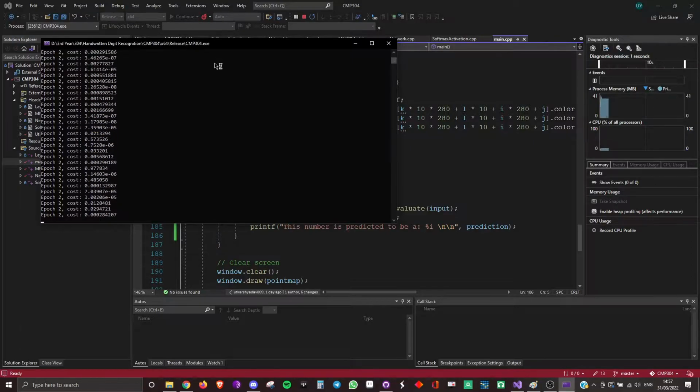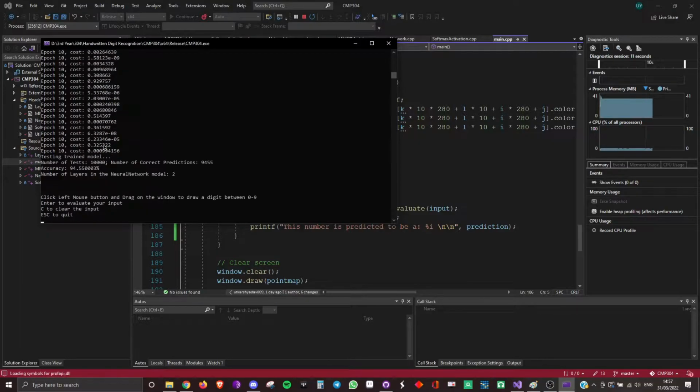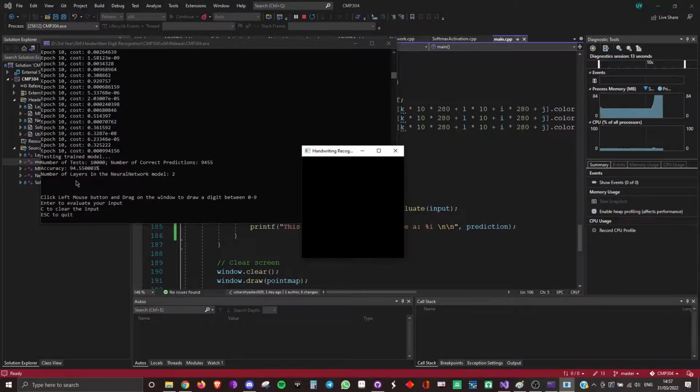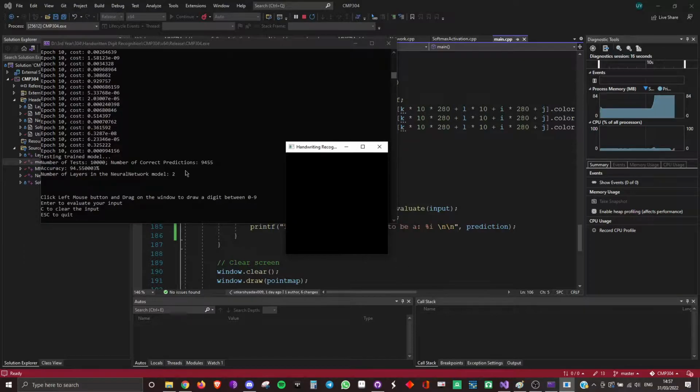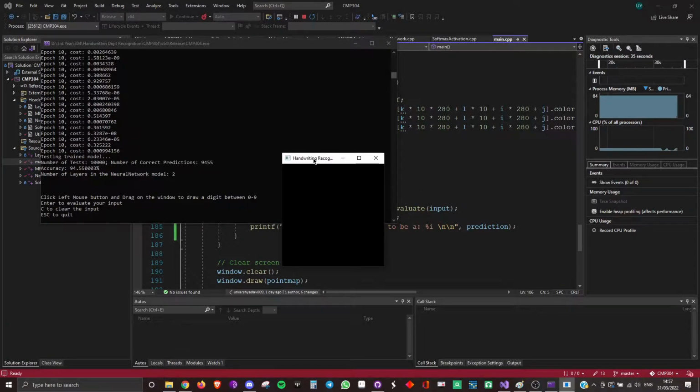For this project, I built a handwritten digit recognizer using the MNIST database. Currently the neural network is being trained. The accuracy of the neural network on the testing inputs was estimated to be around 94.5%, granted that the testing inputs are 28 by 28 pixels rather than this 280 by 280 pixel grid.